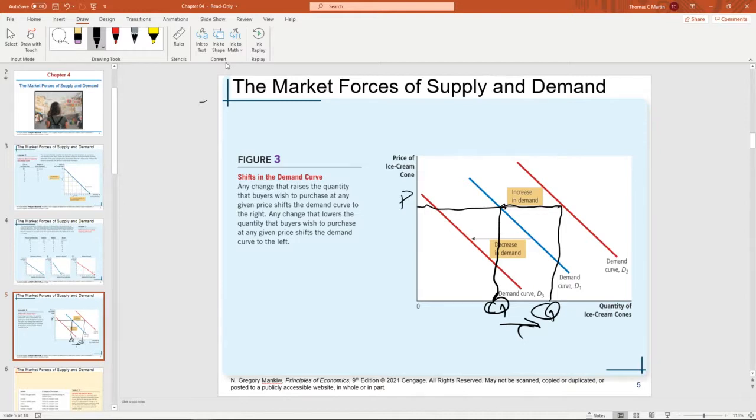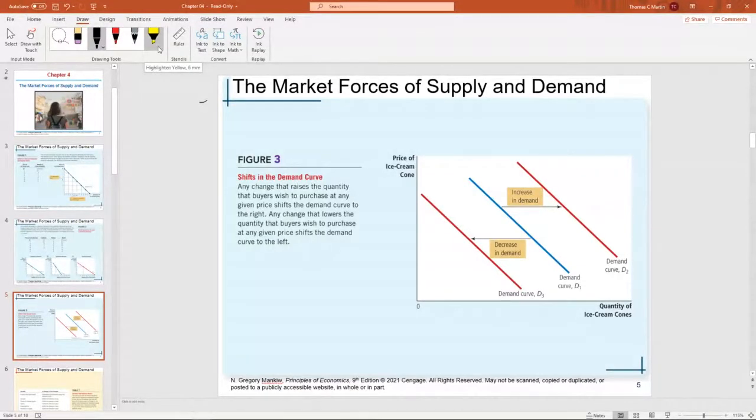We as consumers decide we're willing to pay, at the same price, we're willing to buy more. And we're going to get into the determinants of supply and demand in a bit. But just like we see an increase, we can also see a decrease. With that decrease, we'll see the same thing happen.